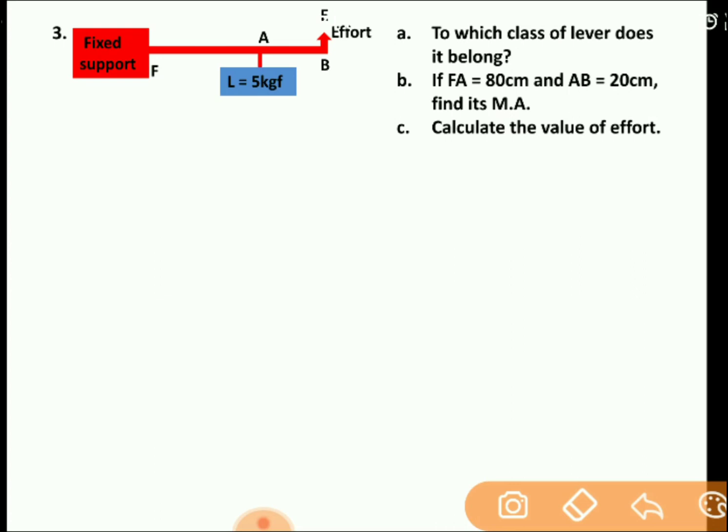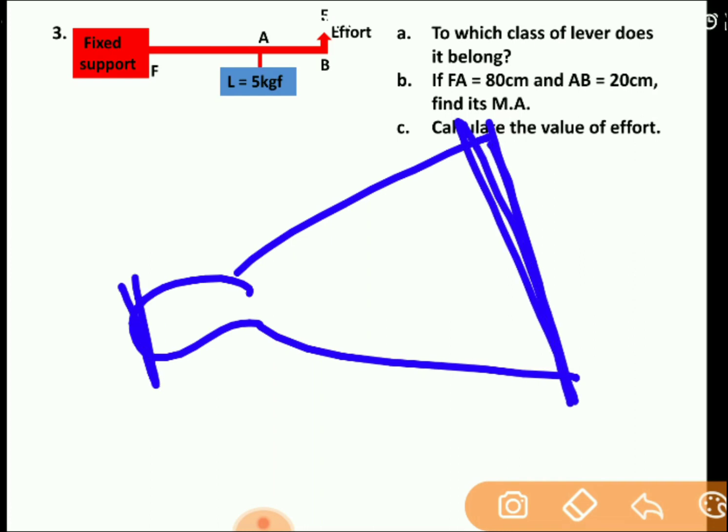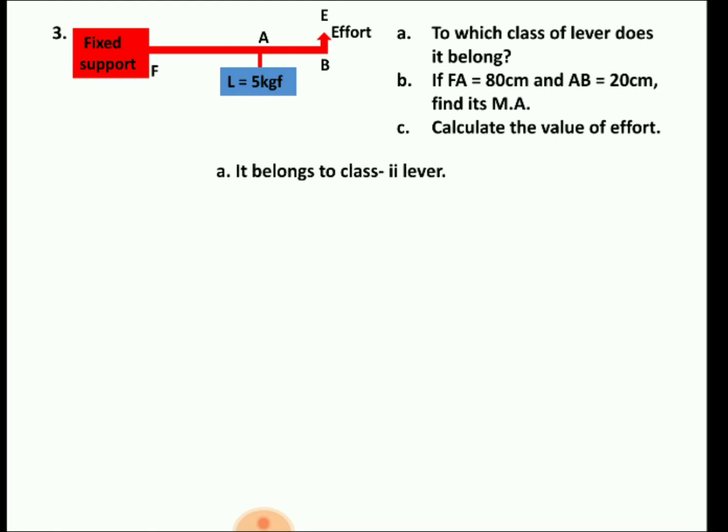So how to know whether it belongs to second or third? I have told you to understand one example, an example of a fire tongue. In fire tongue, load is always at one end and fulcrum at the other end. So what is in between? Effort. If there is effort in between, this is a third class lever. But out here, look at our diagram. What is in between? Load is in between. So which class lever does it belong to? It belongs to second class lever.